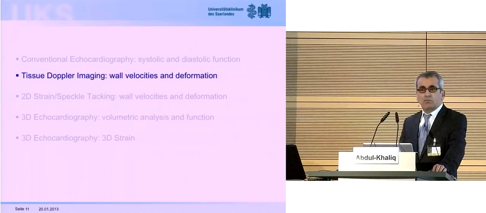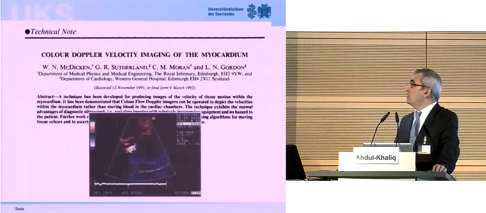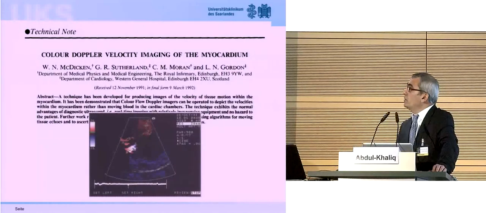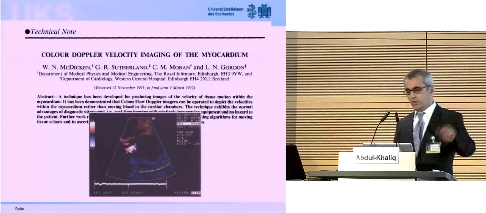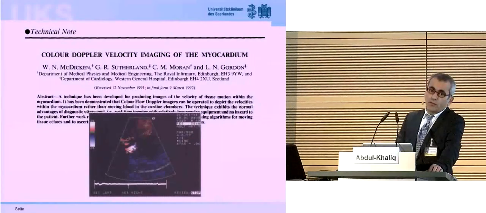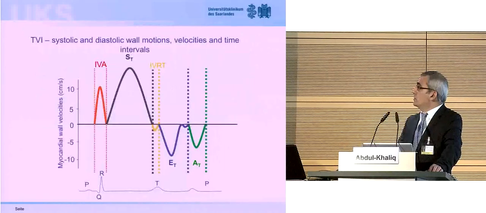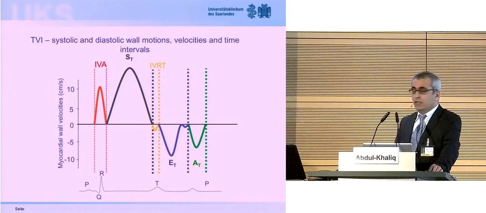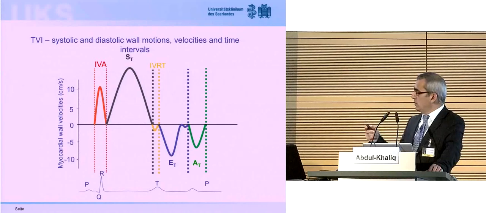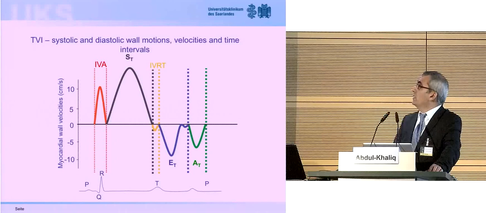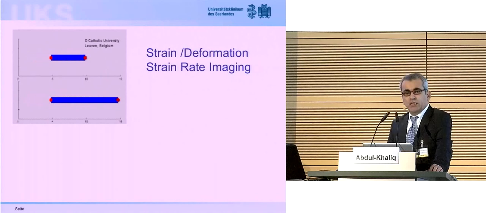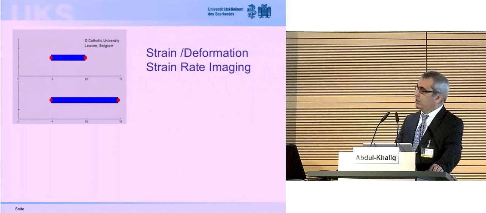So which information provide these new methods, such as tissue Doppler imaging? This is the first study or paper describing these methods from McDicken and Sutherland. And they look at the data which has not been considered by the conventional Doppler, the movement of myocardial motions. And from these parameters, we can calculate the velocities, the deformation, and the systolic and diastolic wall motions, and also important time intervals. But the most interesting parameter is deformation. It is correlated and it is related to myocardial contraction.